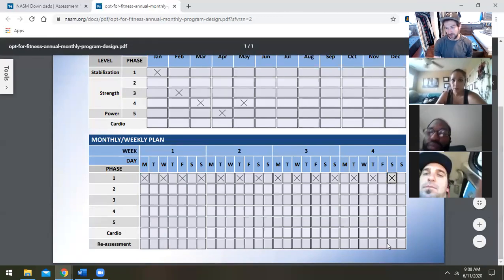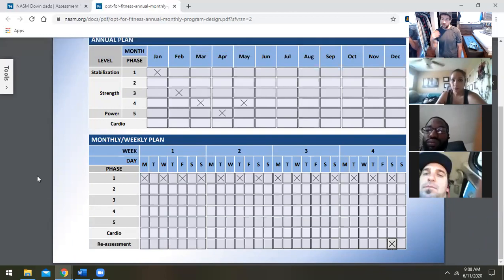But then we also set up our reassessment for our final day, right? When we meet on that final Saturday, we'll do a bunch of reassessment stuff.